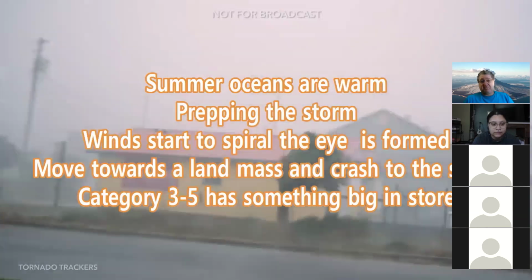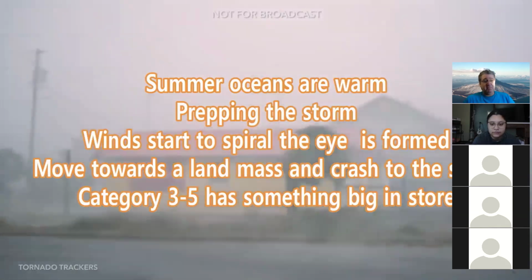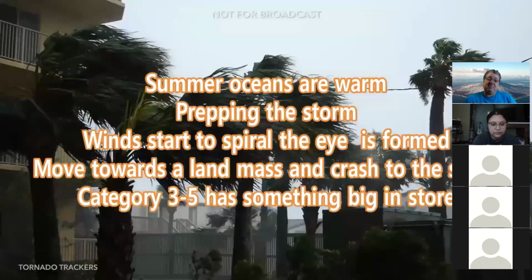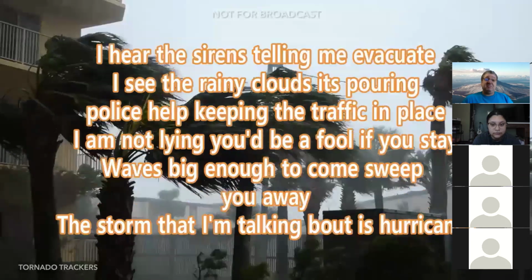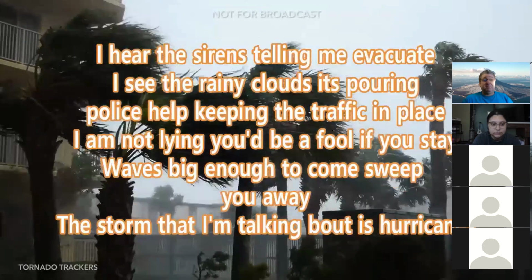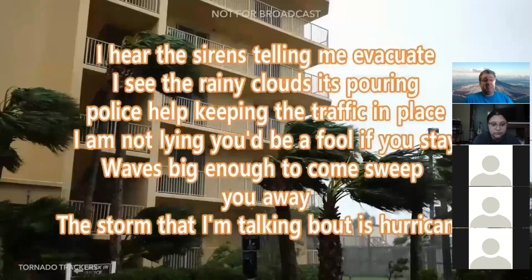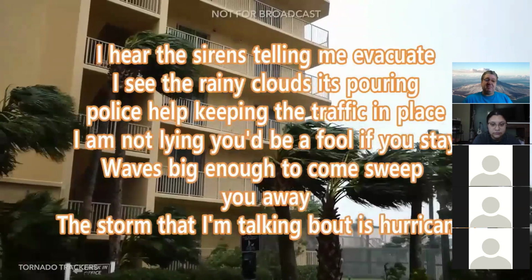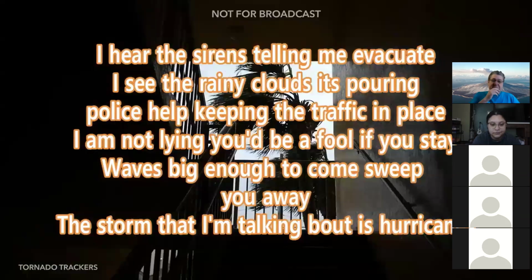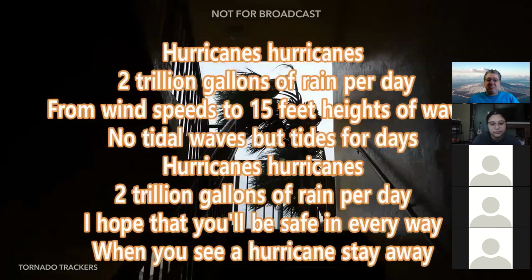Move towards the limits and crash to the shore. Category 3 through 5 has something big in store. I hear the sirens telling me evacuate. I see the rainy clouds pouring, police keeping the traffic in place. I'm not lying, you'll be a fool if you stay. Waves big enough, they can sweep you away. The storm that I'm talking about is hurricanes.